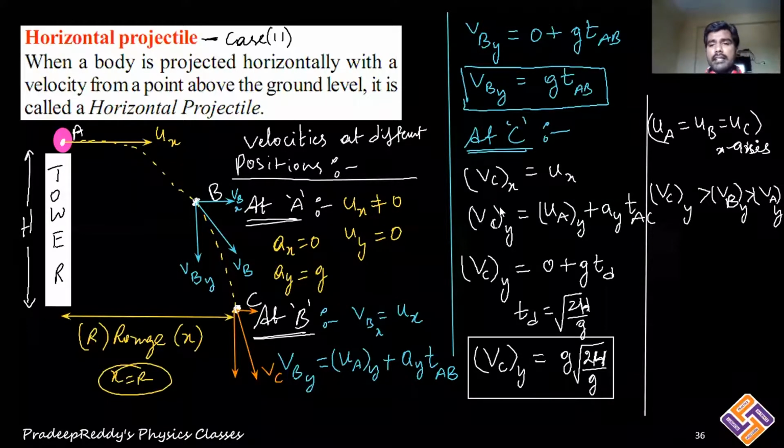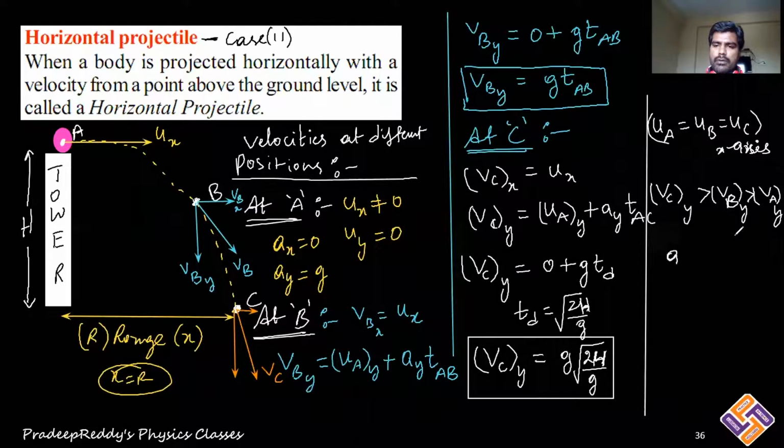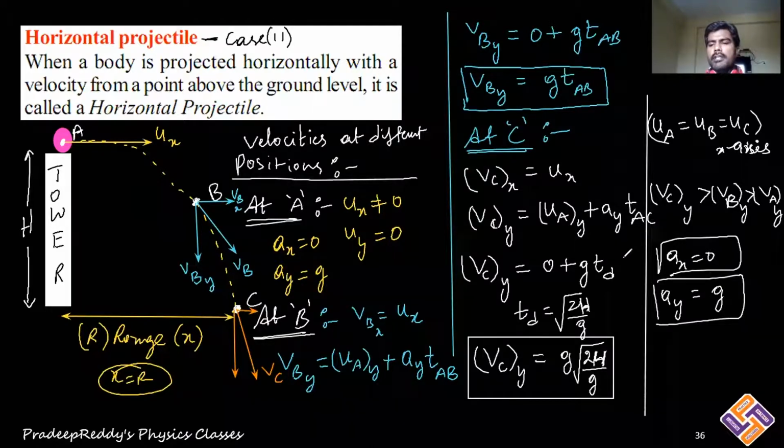And acceleration is everywhere constant. Acceleration along x-axis is 0 and acceleration along y-axis will be equal to g. So there is only acceleration along y direction. That's the reason why velocity increases with respect to time in downward direction.